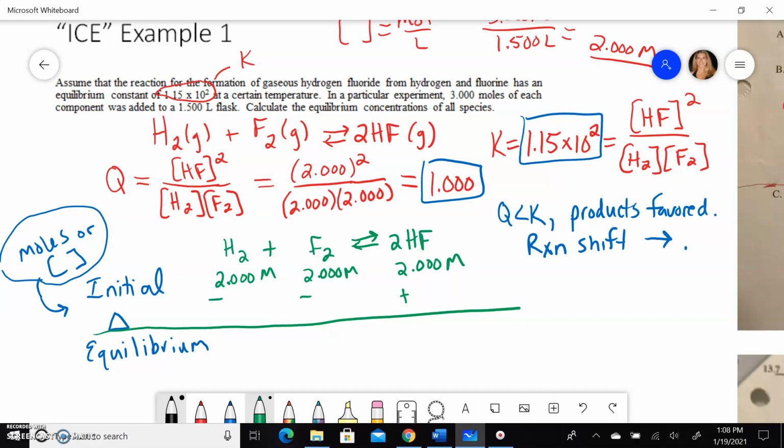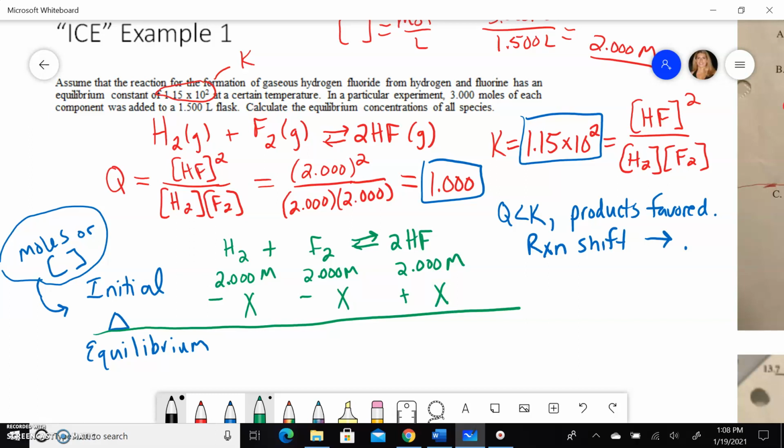So whichever way it's shifting, the things on that side will be the plus sign, and the things on the other side will be the minus sign. And we don't know how much it's changing yet. That's what we're trying to figure out. So we're going to plug in x here. However, x is going to change proportional to the coefficients in the reaction.